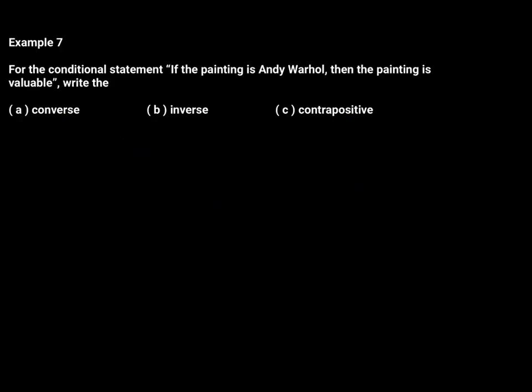All right, they've given us a conditional statement. If the painting is by Andy Warhol, I'm not sure I'm pronouncing that last name correctly, but if the painting is from Andy, then the painting is valuable. For that conditional statement, write its converse, write its inverse, and then write its contrapositive. All right, first of all, I'm letting P represent the painting is by Andy. Q represents the painting is valuable.